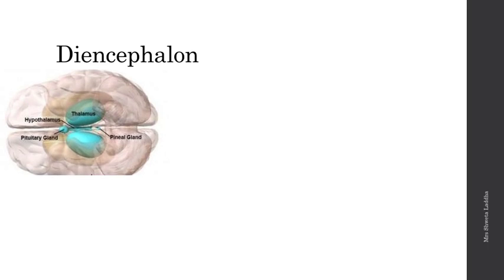Now let us talk about the diencephalon. The diencephalon is situated just below the cerebral medulla near the thalamus.